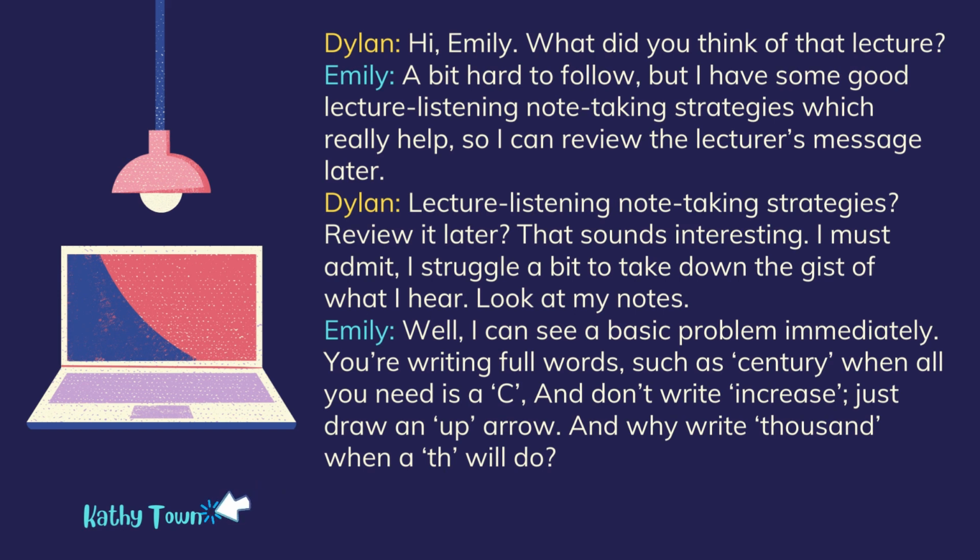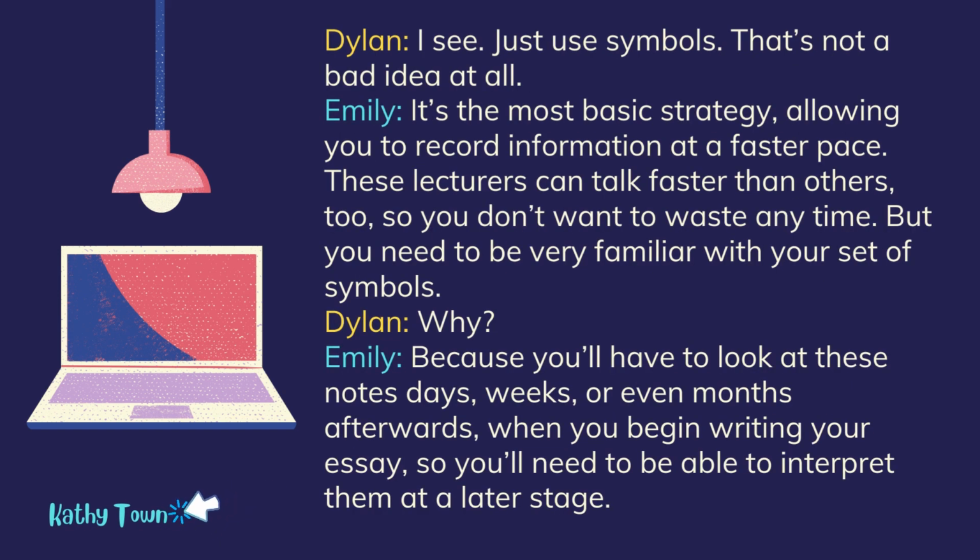Look at my notes. Well, I can see a basic problem immediately. You're writing full words, such as century, when all you need is a C. And don't write increase, just draw an up arrow. And why write thousand when a TH will do? I see. Just use symbols. That's not a bad idea at all.